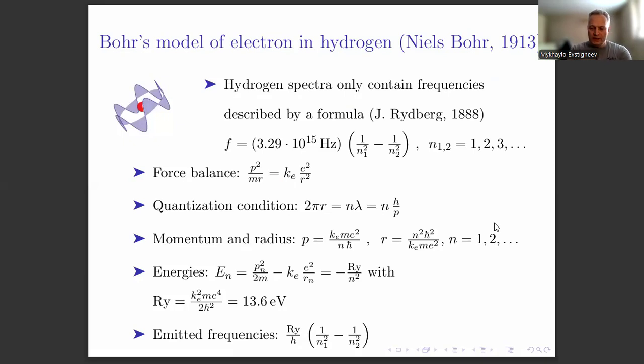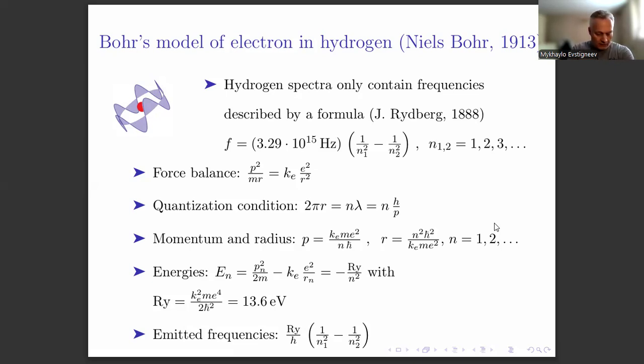Today we know that atoms consist of positively charged nuclei. They are very small, very heavy as compared to the electrons. And around those nuclei, electrons are orbiting. So that's the standard picture. This picture was established by Ernest Rutherford in the beginning of the 20th century. And Niels Bohr used this picture to understand the emission spectra of hydrogen.